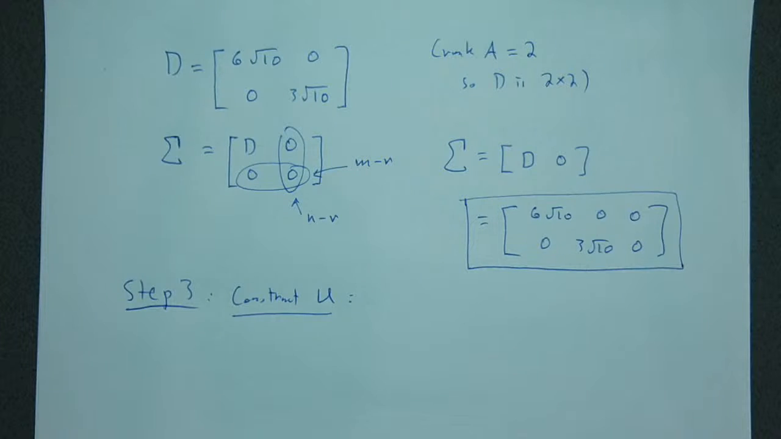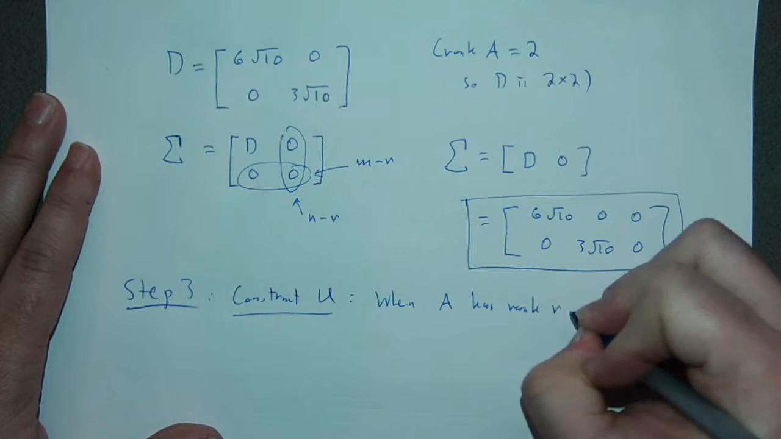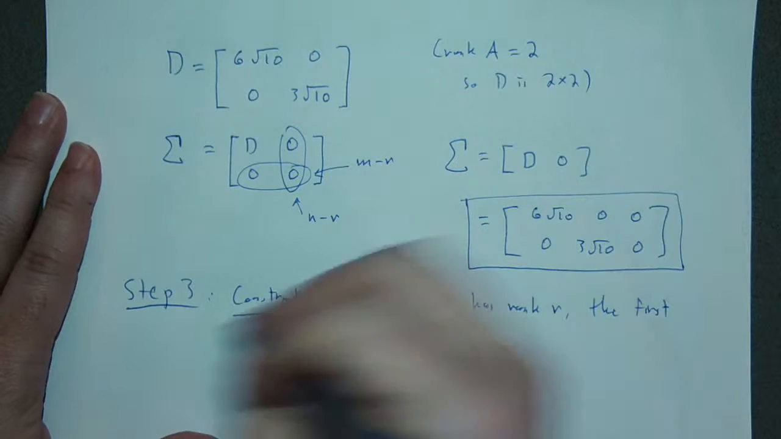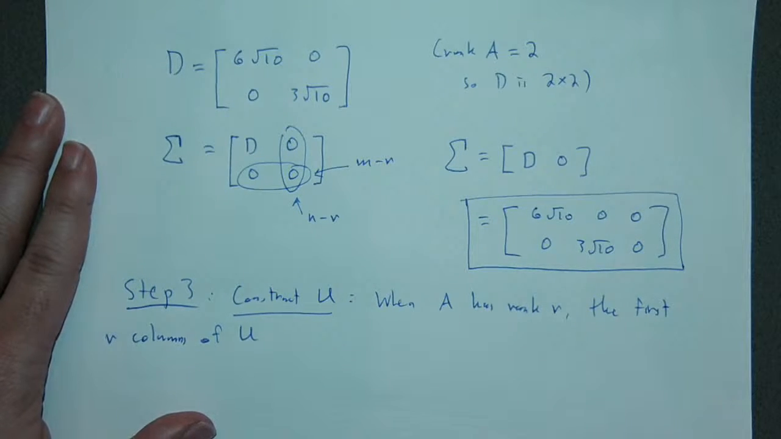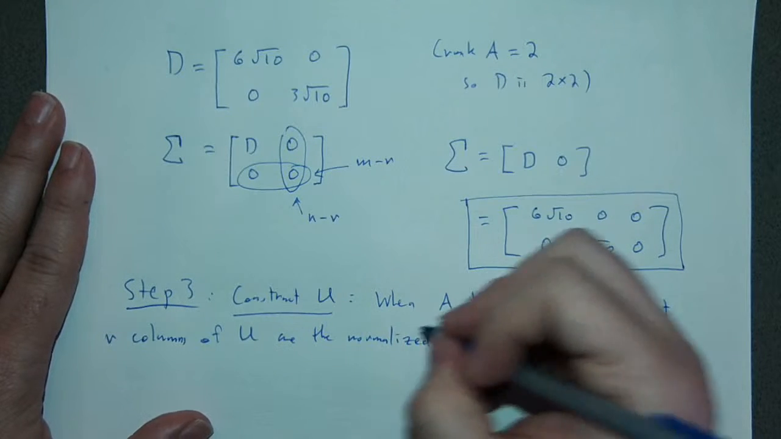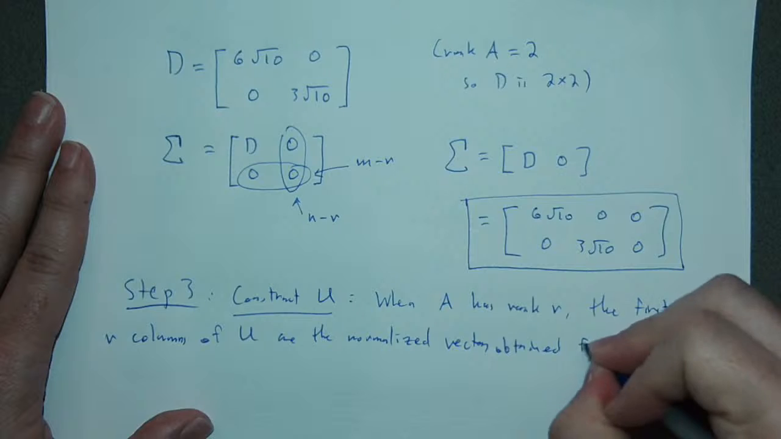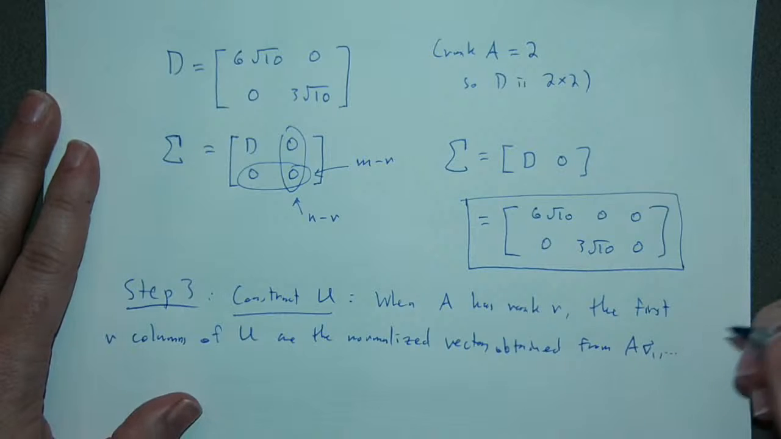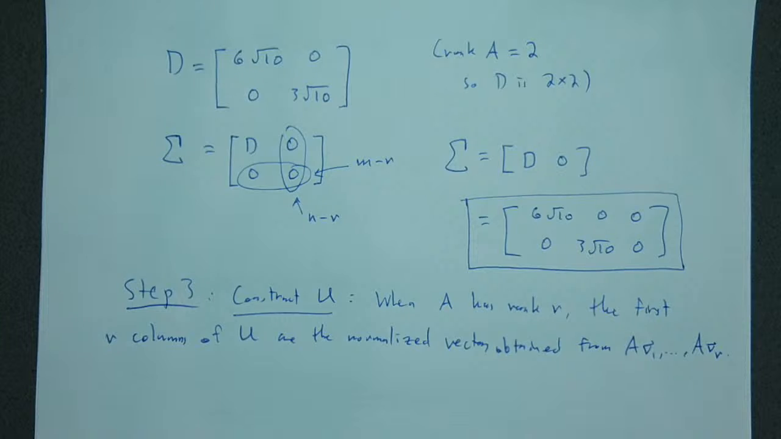When A has rank R, how do I get U? The first R columns of U are the normalized vectors obtained from AV1 to AVR.